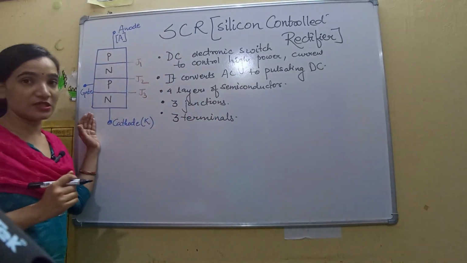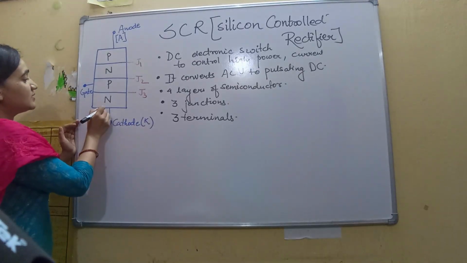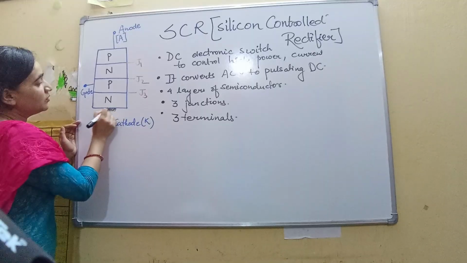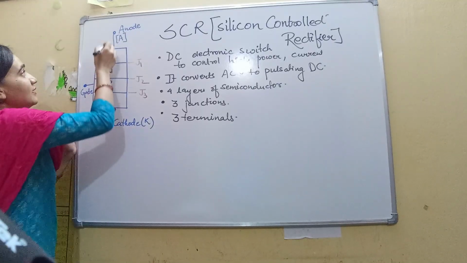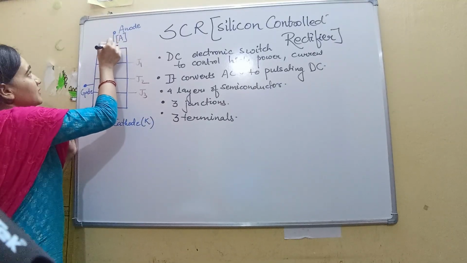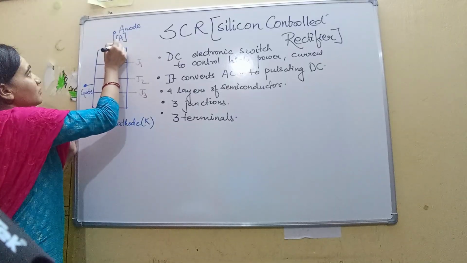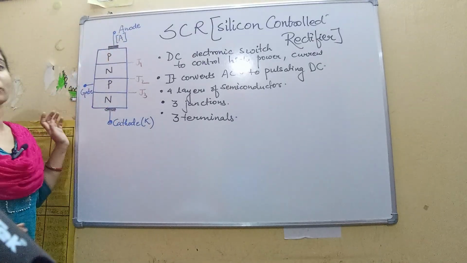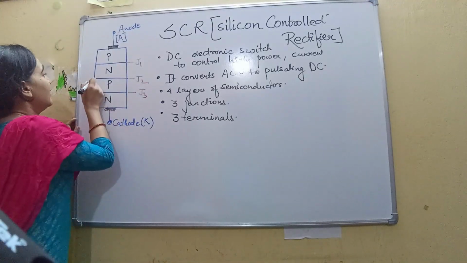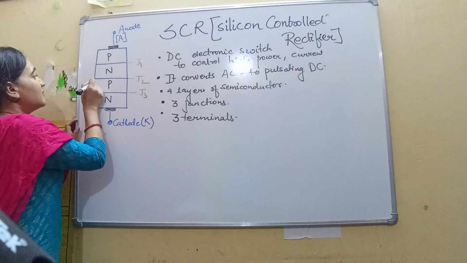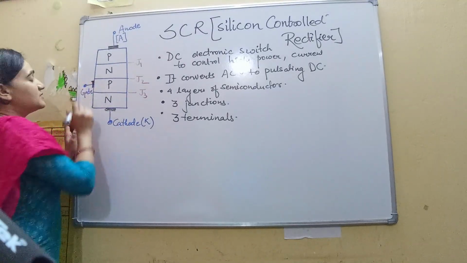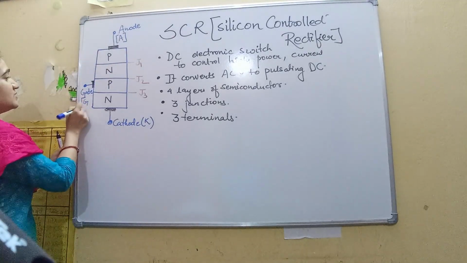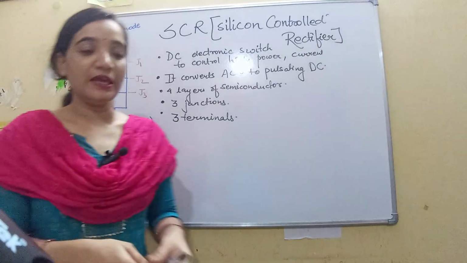This is the construction of the SCR. This is represented as cathode. Cathode means the negative terminal, and the P type here is represented as anode. Anode means the P anode, it will be connected to the positive terminal. And here again, the P type, the third layer, is represented as the gate, G.